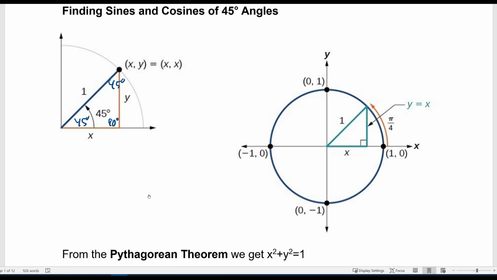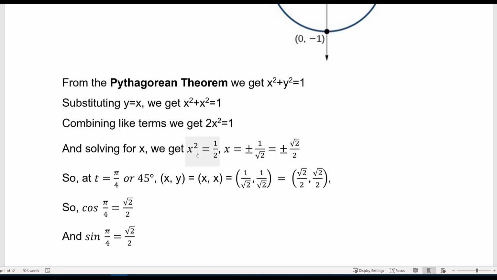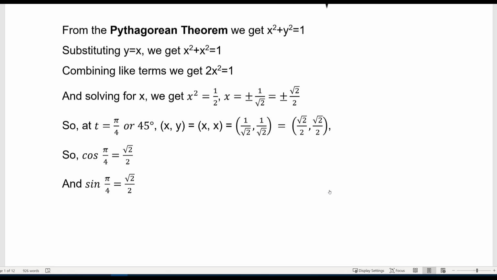Okay, so with that, since these are the same, we could treat this as x as well, and that's what we're showing over here. Using the Pythagorean identity, x squared plus y squared is 1. You could say x squared plus x squared is 1, or 2x squared is 1. So x squared is 1/2, so x is plus or minus 1 over the square root of 2, or plus or minus square root of 2 over 2, if you rationalize the denominator.